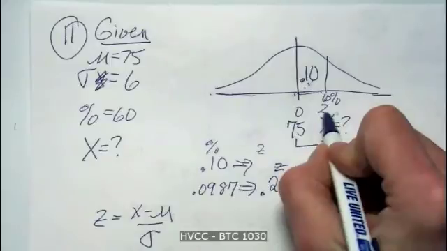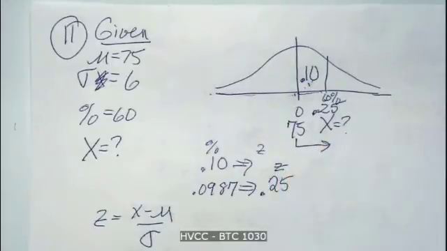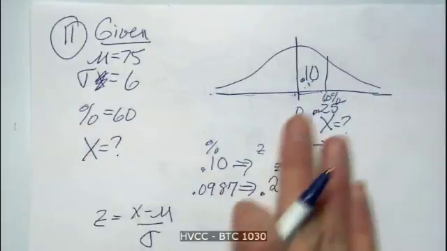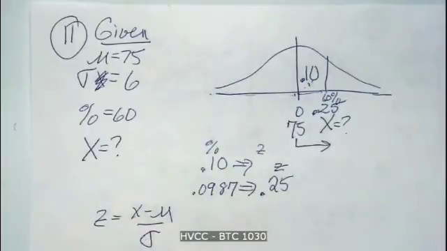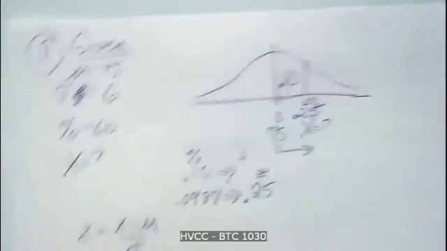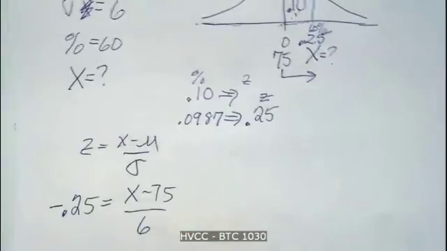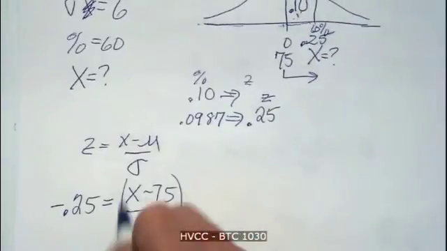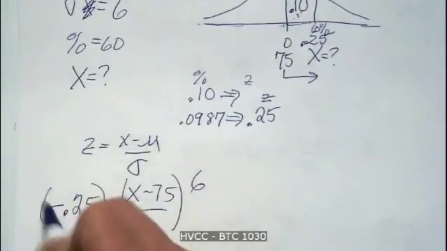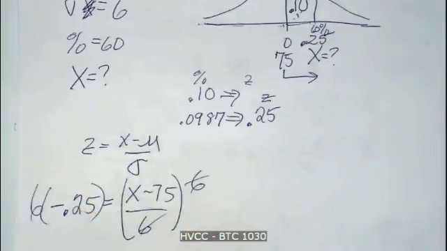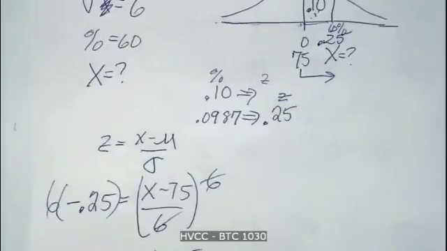0.25, this is my z, 0.25. Is it positive or negative? It's on the right side. It's positive. Positive 0.25 equals, we're looking for x, minus 75 over 6. Once again, we do a little bit of algebra. You can handle this. Come and see me if you forget your algebra.